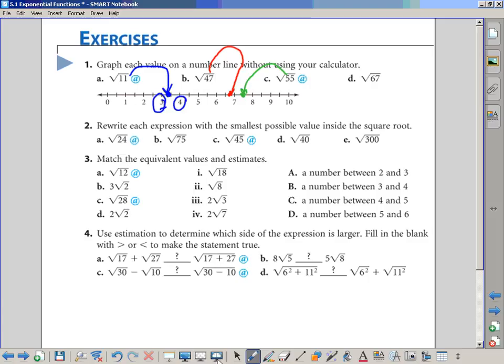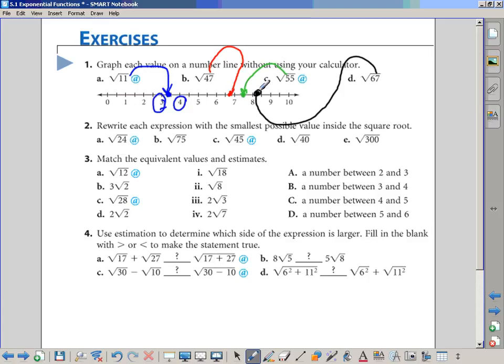All right, and finally the square root of 67. So we're just estimating here. 67 is slightly larger than 64, so I would anticipate that the square root will be a little bit larger than 8. Square root of 67, a little bit larger than 8. So that's where those 4 square roots will land if we estimate them on a number line.